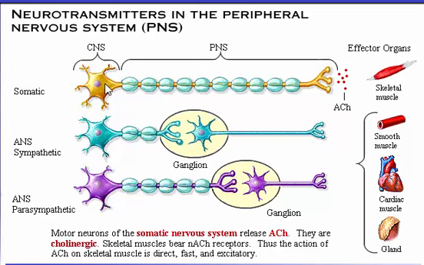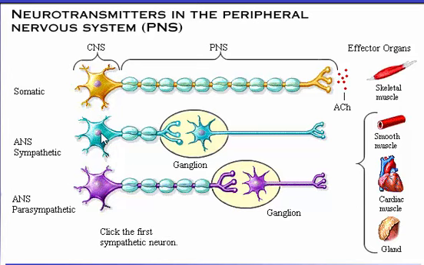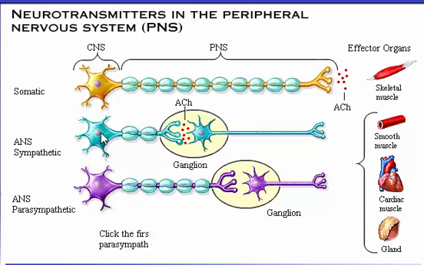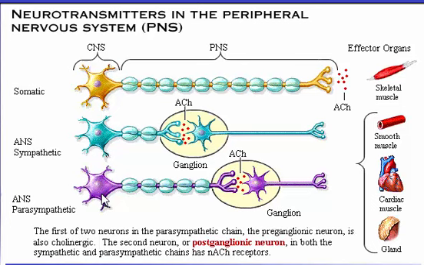Click the first sympathetic neuron. The first of two neurons in the sympathetic chain, the preganglionic neuron, is cholinergic. Click the first parasympathetic neuron. The first of two neurons in the parasympathetic chain, the preganglionic neuron, is also cholinergic. The second neuron, or postganglionic neuron, in both the sympathetic and parasympathetic chains, has NACH receptors. Thus, the action of acetylcholine on postganglionic neurons is direct, fast, and excitatory.